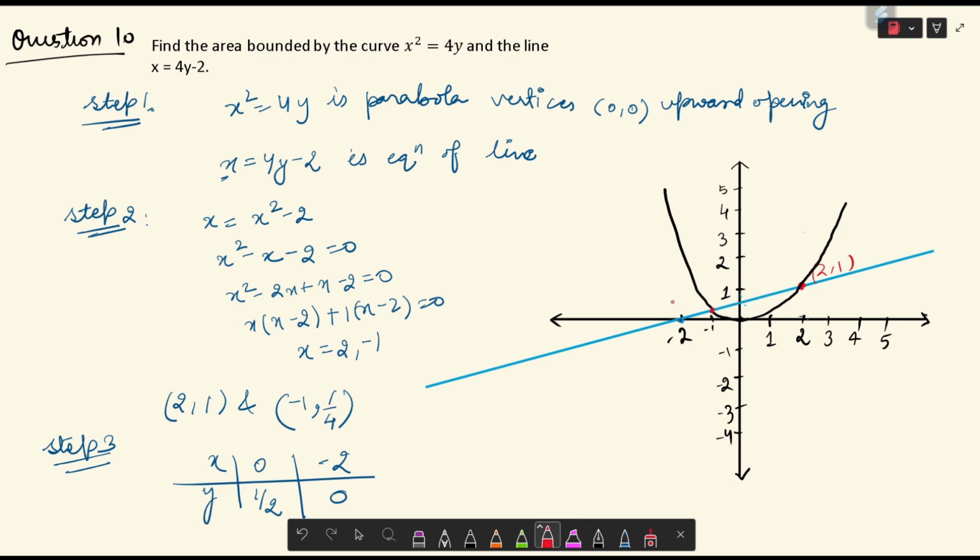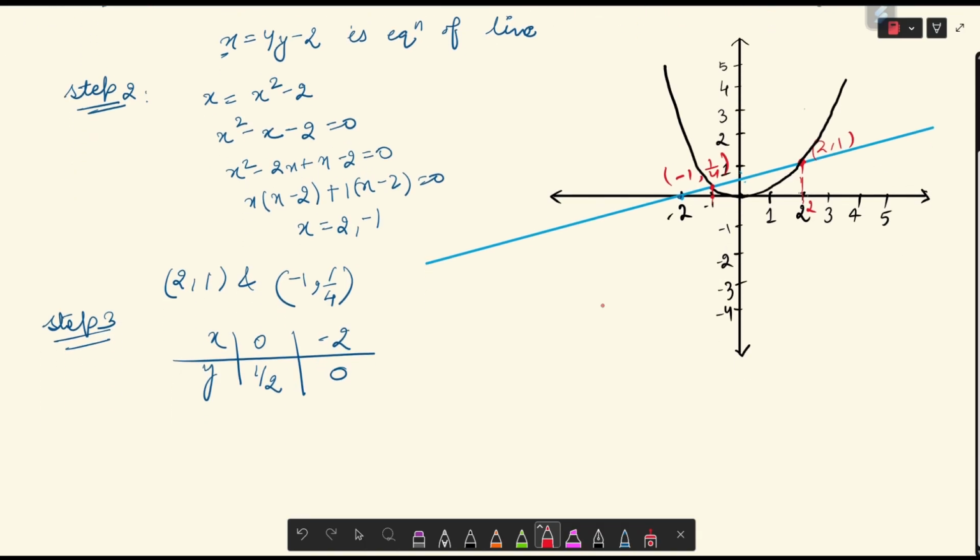Okay, so let us do the trivial things. So this is the point minus 1, 1 by 4. So if we'll draw the perpendicular, so this point is minus 1 and this is 2. Okay, now we need to integrate. We need to find the area of this region. Okay, so how are we gonna do this?